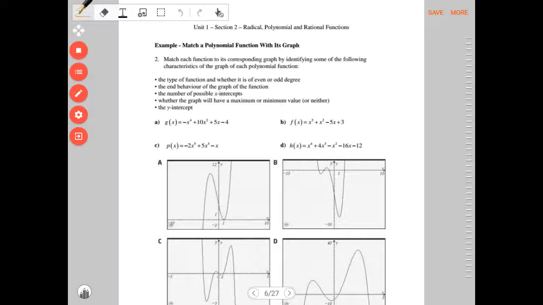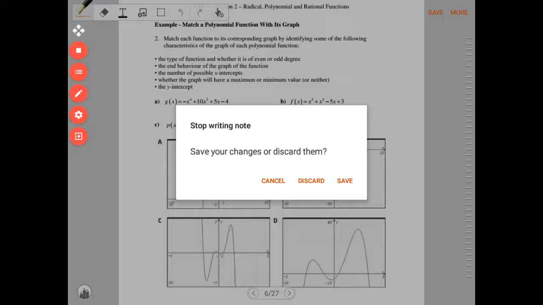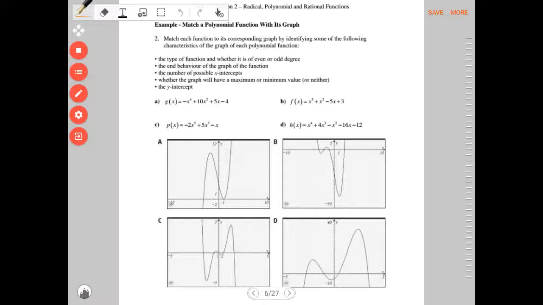Okay, so example 2, match a polynomial function with its graph. What I want you guys to do is match each function with its corresponding graph, and identify some of the characteristics below to help. You don't have to identify all of these, but these are some of the things that will help. We want the type of the function, even or odd, end behavior, number of possible x-intercepts, whether the graph has maximums or minimums, and the y-intercept. All of these things can help when we want to figure out which equation would be the graph.